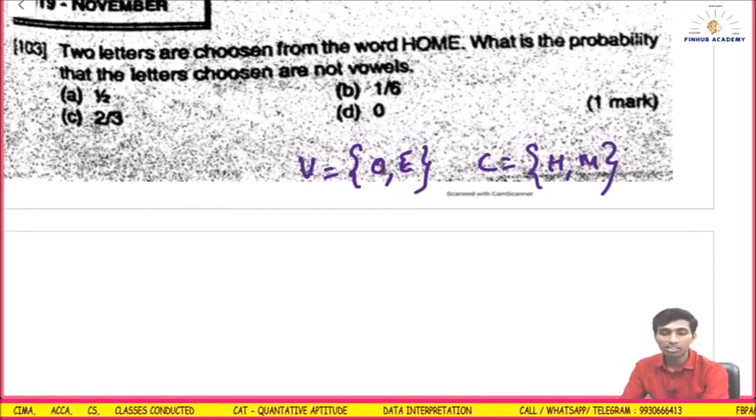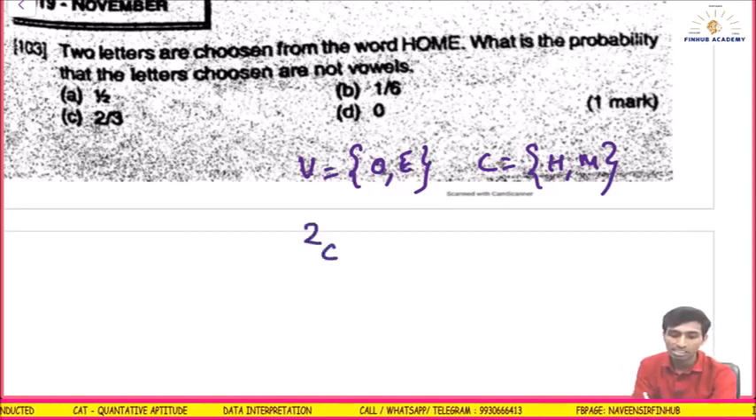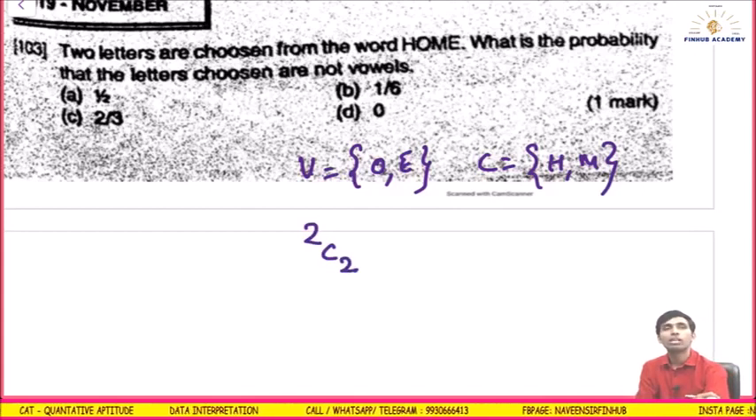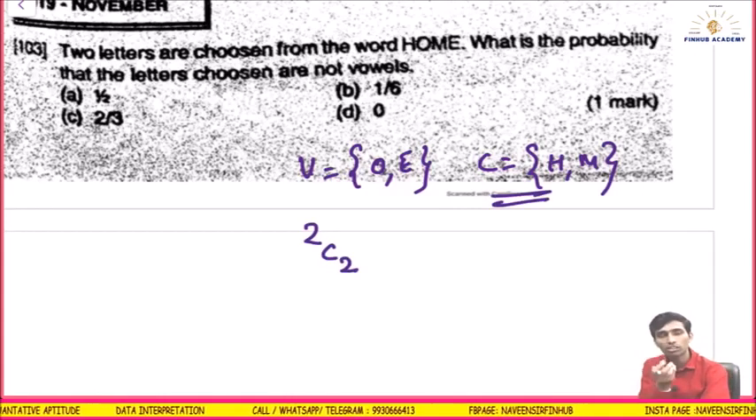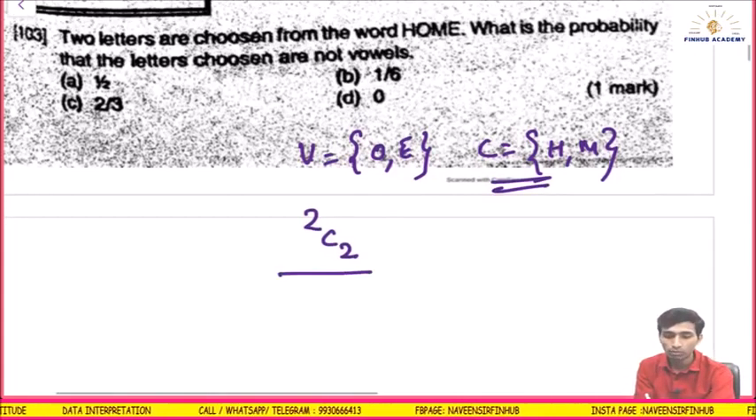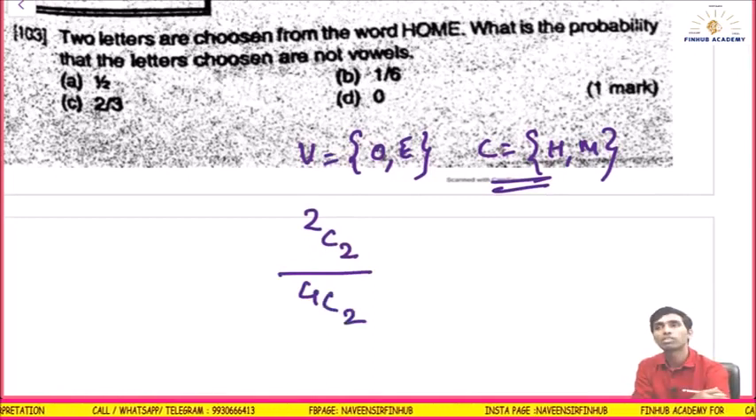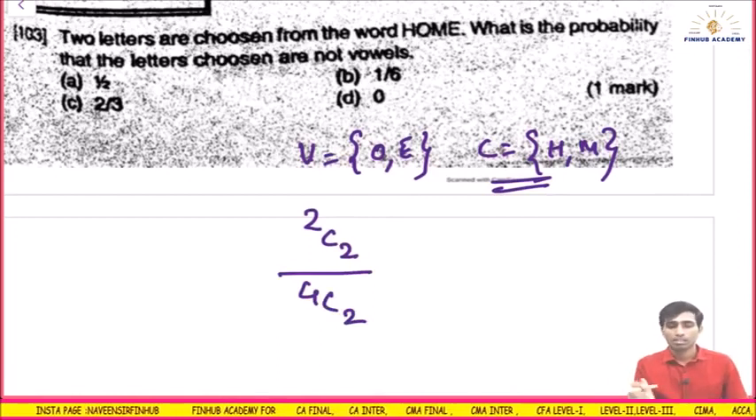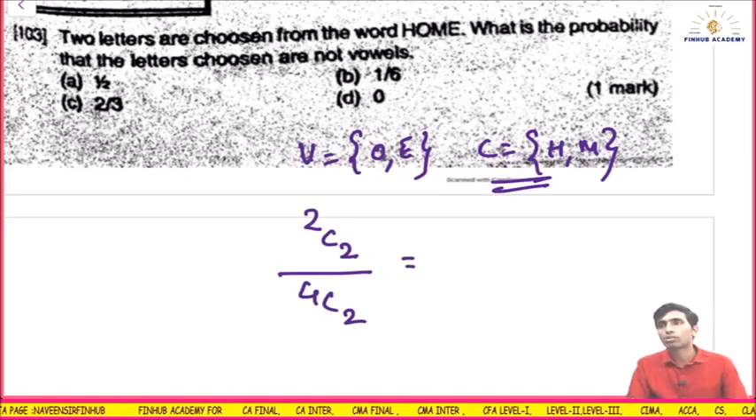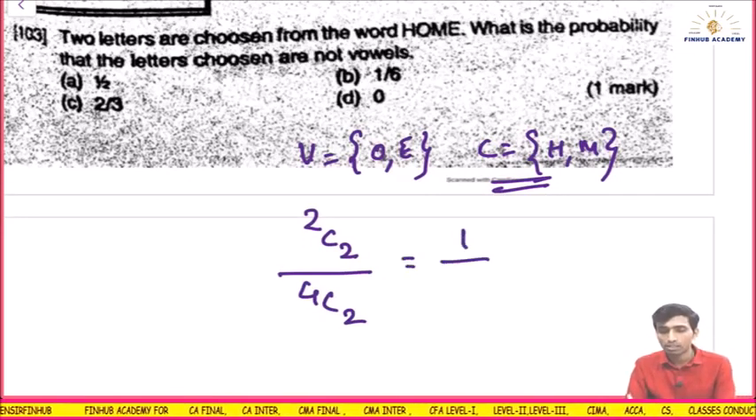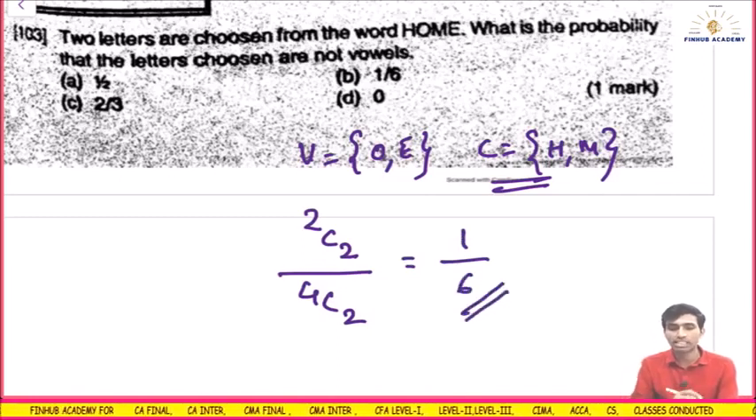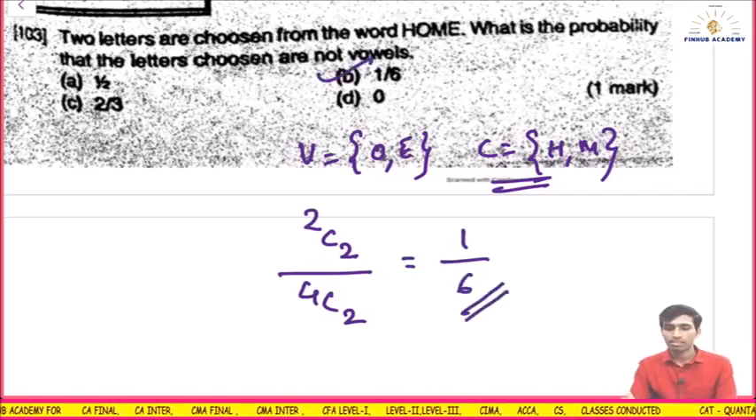So what do they want? They want to choose not vowels. What is the probability of not vowels? So I will not choose vowels, which means I will choose consonants, 2C2. Out of the total consonants I will choose all 2 consonants, and out of 4 letters I will choose 2. So the probability is 2C2 upon 4C2. 2C2 is 1 and 4C2 is 6. So the required probability is 1 by 6.